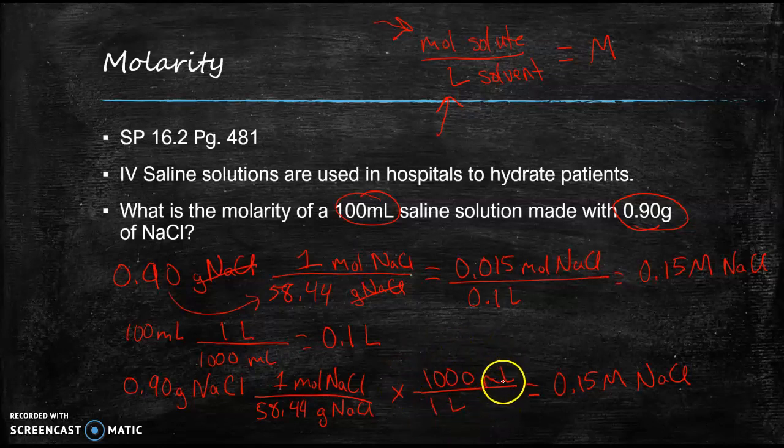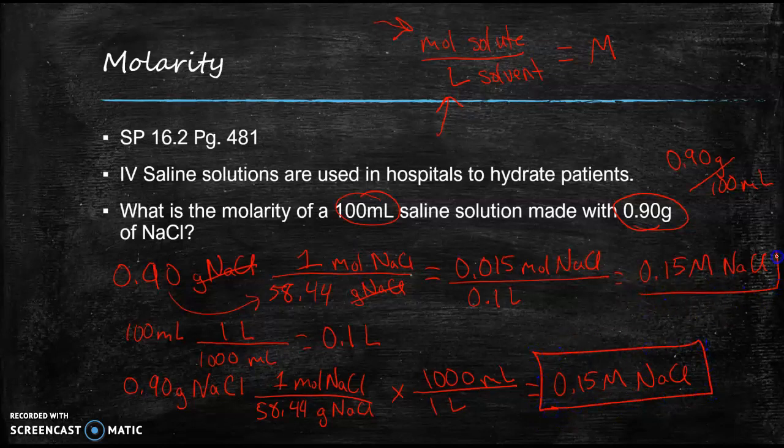This here works because we are already looking at this as a 0.9 grams per 100 milliliters. So adding this step in here works just like doing these two steps separately. Either way, the answer would be a 0.15 molar solution NaCl.